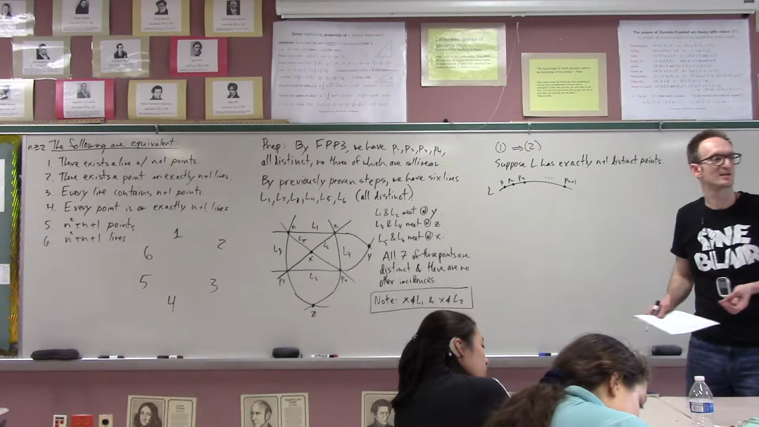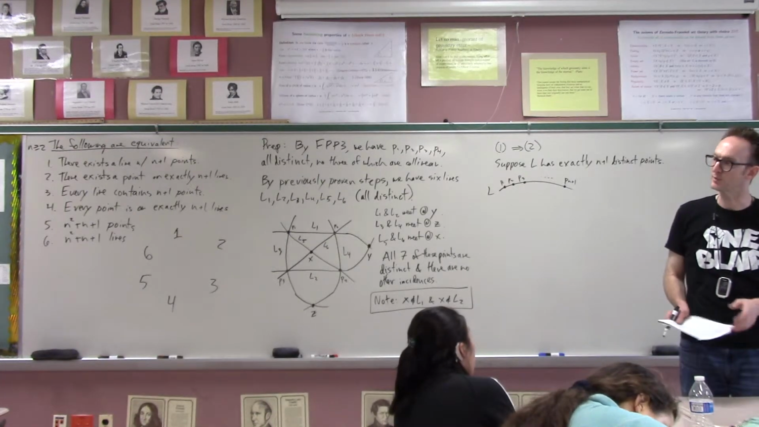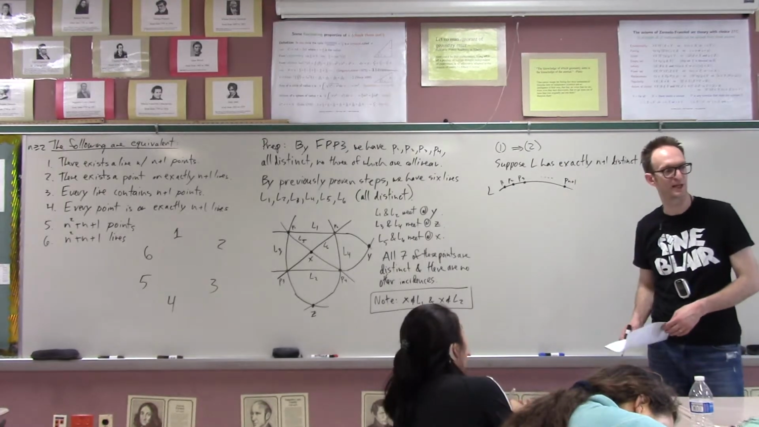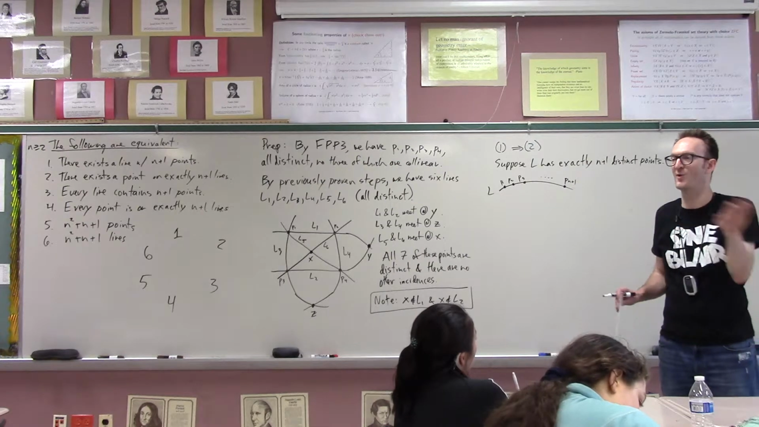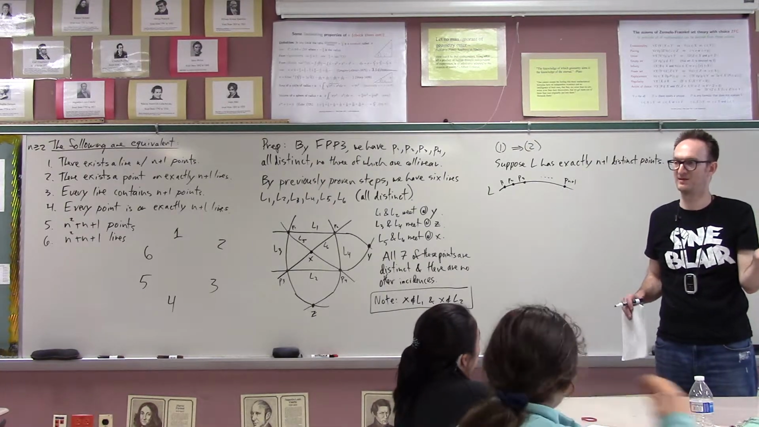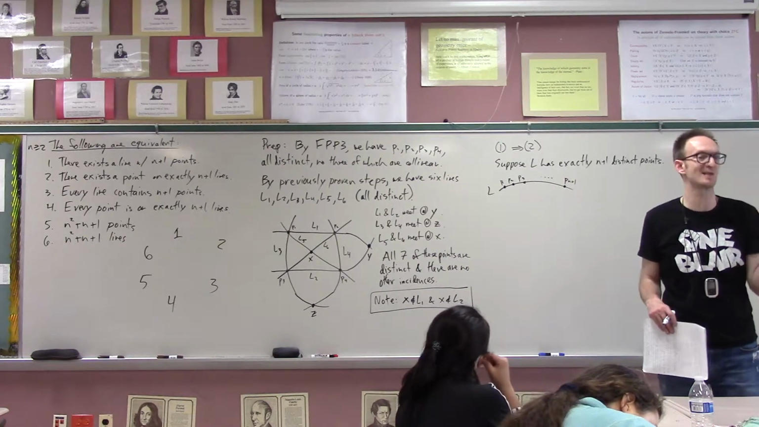Take a point that's just not on L. And there's always a point. It's probably another theorem that we should have proven, we probably did. But you can't have all the points on just one line. Why can you not have all the points on just one line? I'm pretty sure we did talk about this.